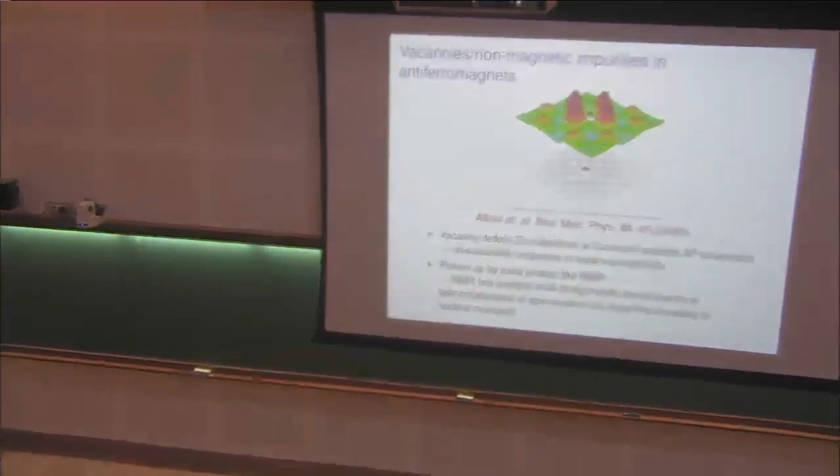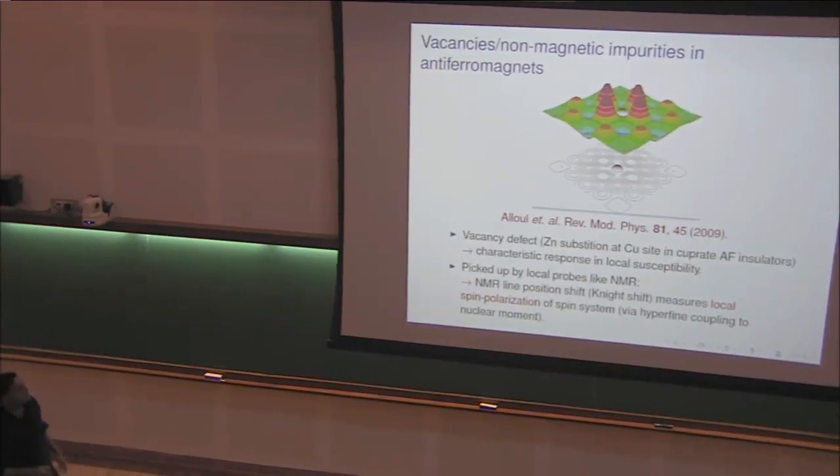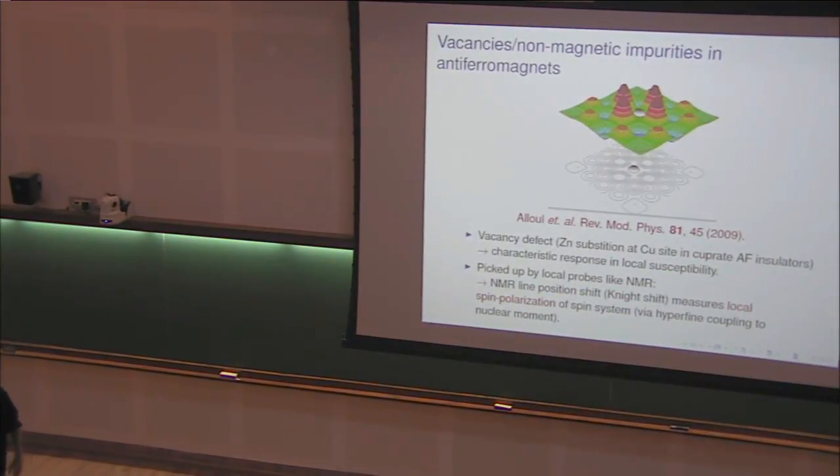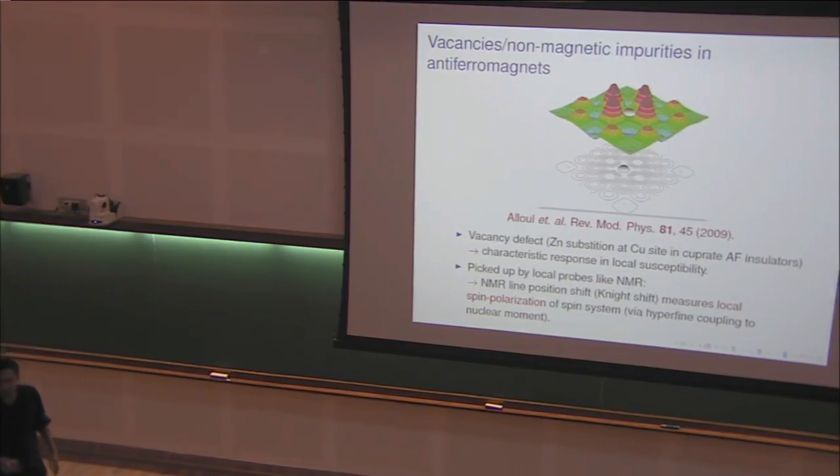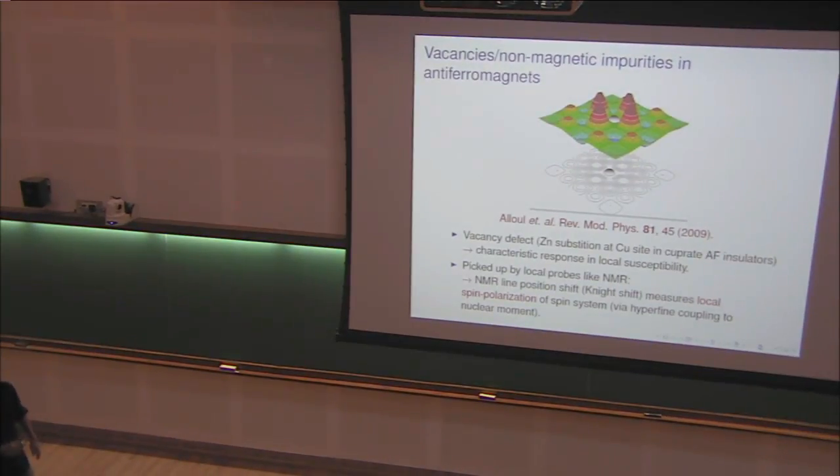These are static dopants. And this characteristic spin texture is picked up by local probes like NMR. What NMR really does, the position of the line, the Knight shift, is measure the local spin polarization of the spin system. And so in effect, it averages over this texture and you get a histogram of the values allowed in a texture. You get a shape of the texture by measuring.